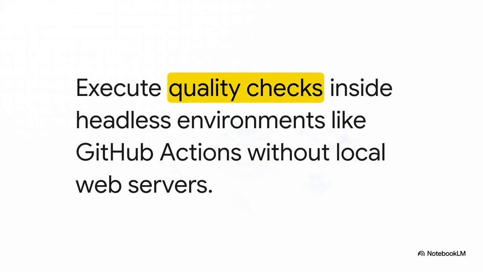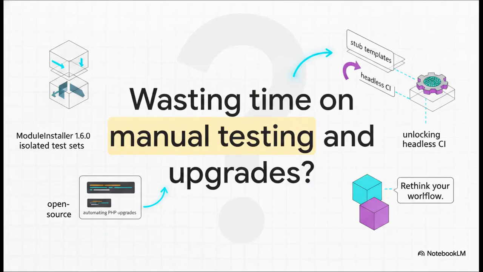And because of those stubs, you achieve true CI dependency isolation. By completely decoupling your modules from local web servers, you can execute full type safety and quality checks in a totally headless environment. We're talking directly inside environments like GitHub Actions every single time you push code. So I want to leave you with this final provocative question to chew on. How much time are you currently wasting on manual CMS testing and legacy code upgrades?